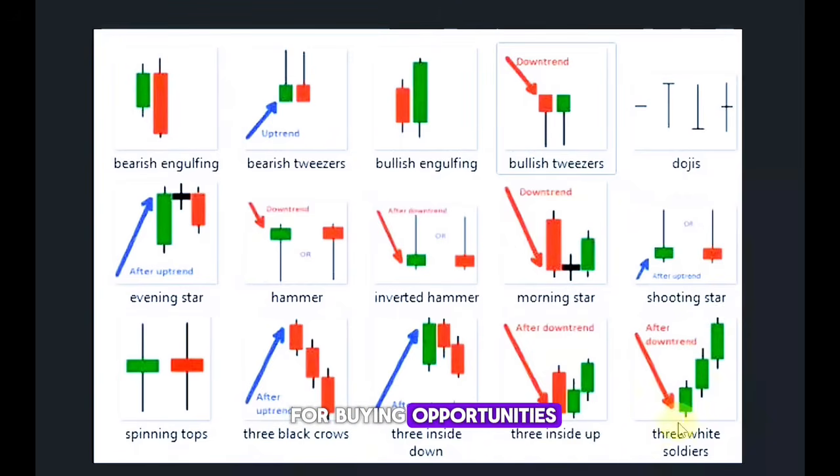So all these candle patterns help you to read what is going on in the market and what the buyers and the sellers are doing in the market. But you should be very careful where these candlestick patterns appear, because they can appear anywhere in the market. So you need to join them with other patterns. You need to join them with other trading strategies.